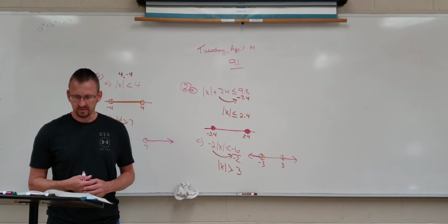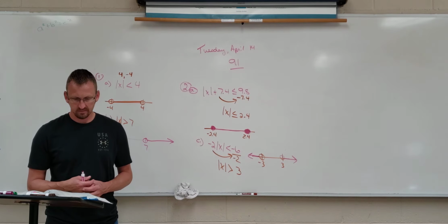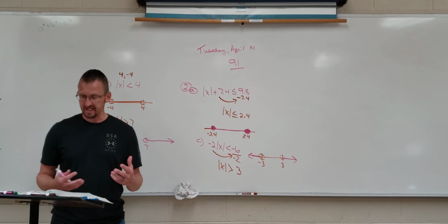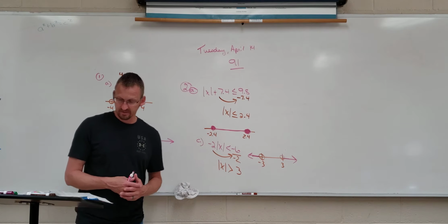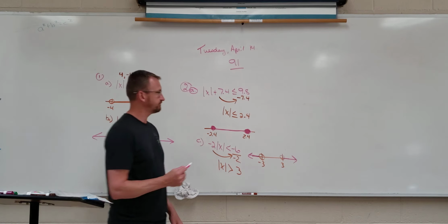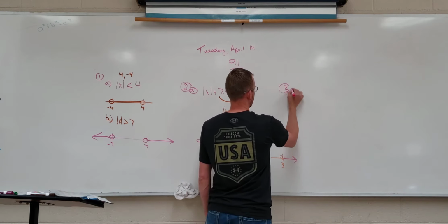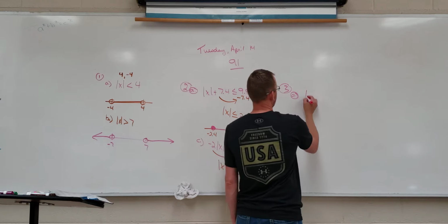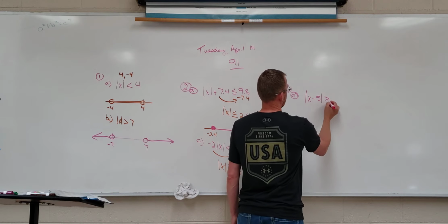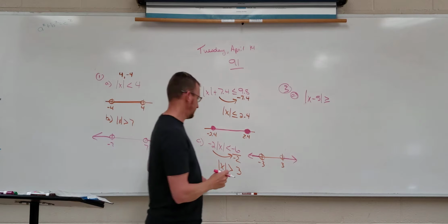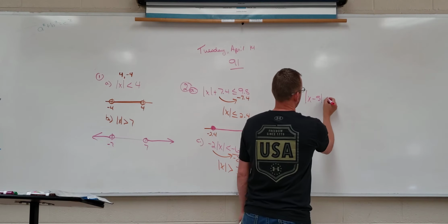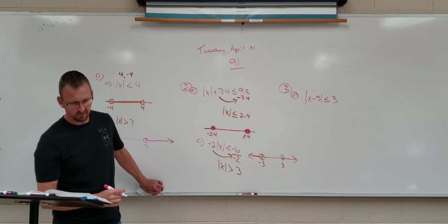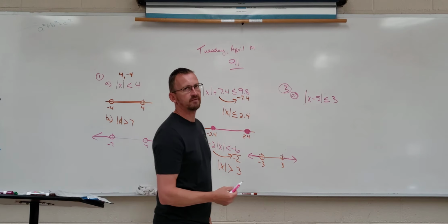What about example 6? Or sorry, example 3. Example 4 is very similar. Example 5 talks about setting them up and solving the same thing. Example 3. And then this will be it for lesson 91. Example 3a says absolute value of x minus 5 less than or equal to 3. And they want us to solve.